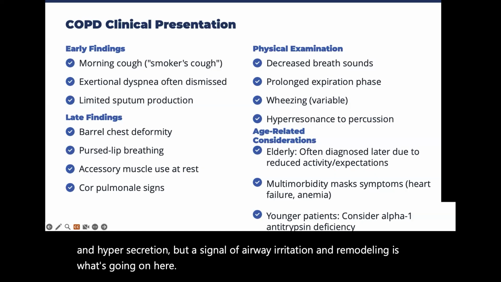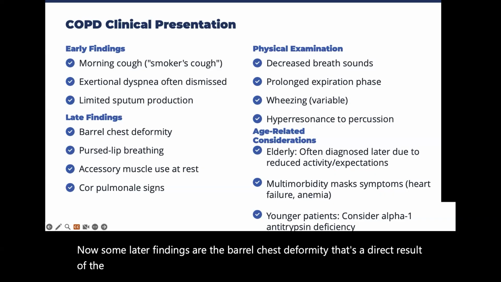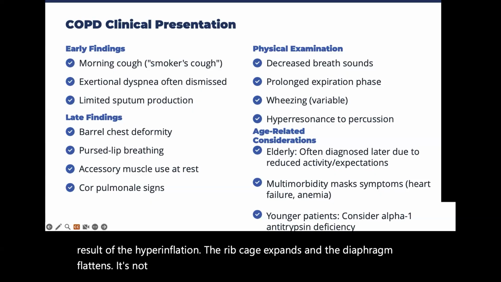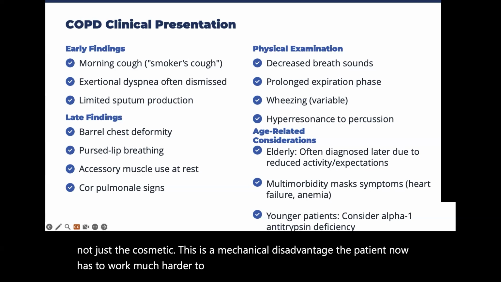Now, some later findings are the barrel chest deformity. That's a direct result of the hyperinflation. The rib cage expands and the diaphragm flattens. It's not just cosmetic, this is a mechanical disadvantage. The patient now has to work much harder to move less air.